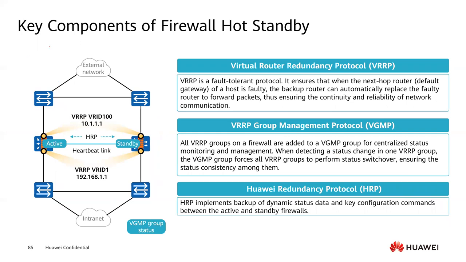What are the key components of HRP? The first one is VRRP. We have already seen that, and I think you should know what VRRP is. The difference is HRP will use the VGMP to manage the VRRP status. It can control the VRRP status. It can set all VRRP groups to have the same active state in the same device. And then HRP can control the VRRP through VGMP, and can synchronize, for example, the session table.